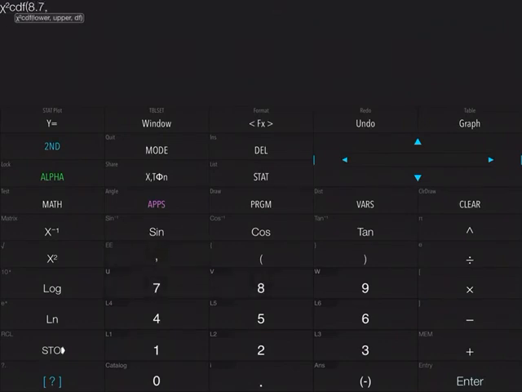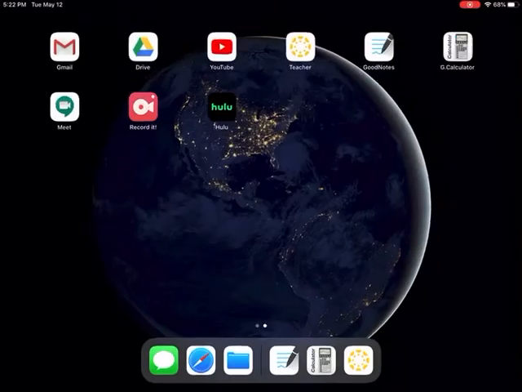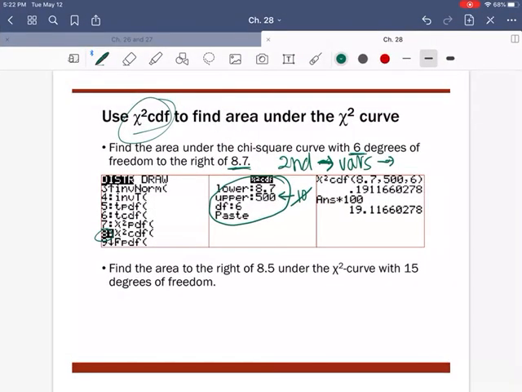So we've got 8.7, 500, with a degrees of freedom of 6. Okay, move the decimal 2 places to the right, and that number is 19.1.